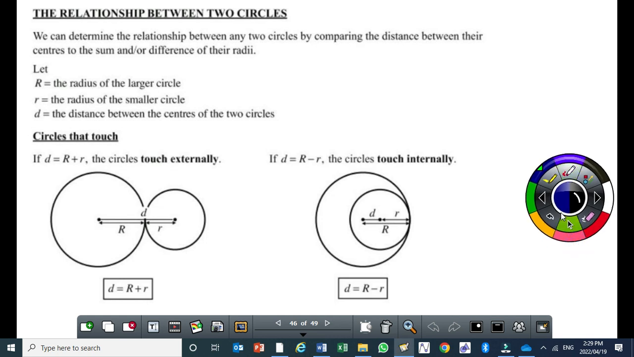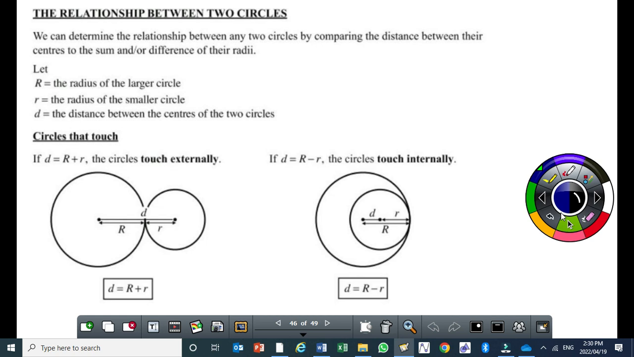Okay? Now, whenever you are answering questions involving two circles, if you are asked to prove whether the circles intersect or they touch, and whether they are touching internally or externally, you need to be aware of the following.